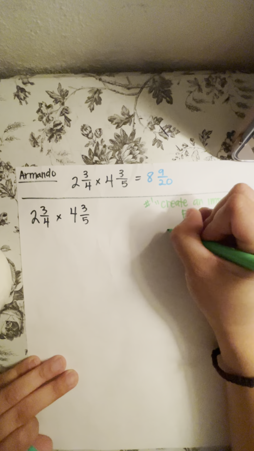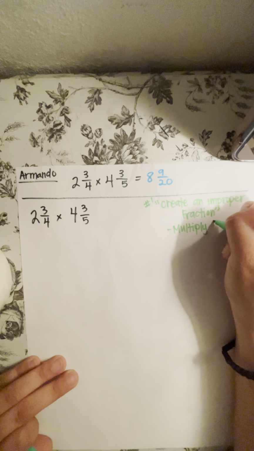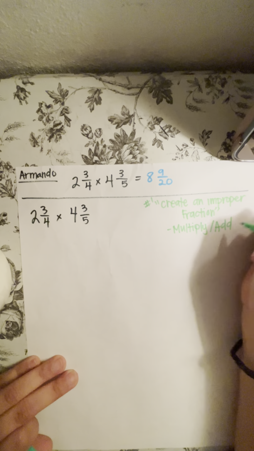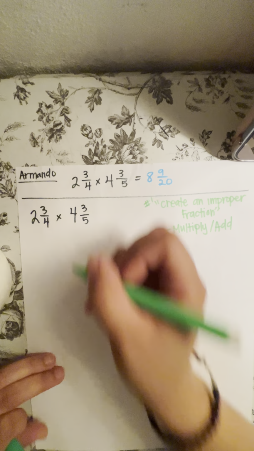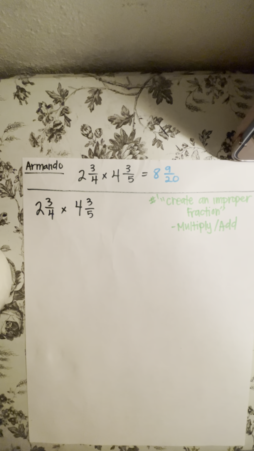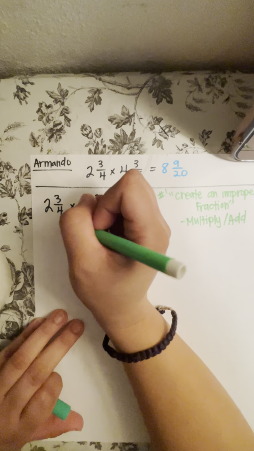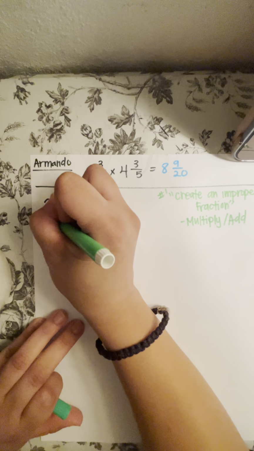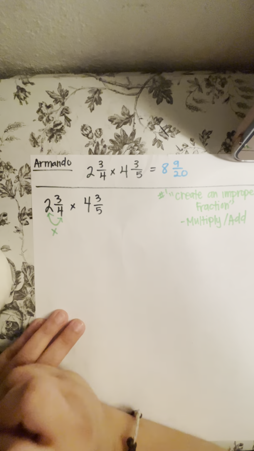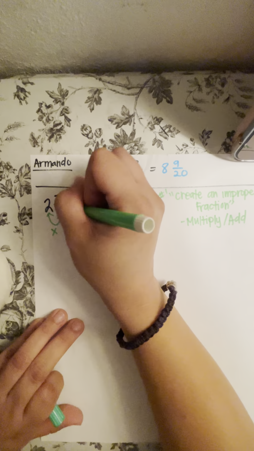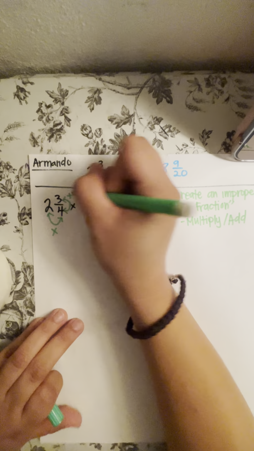Good job. We will multiply and add. And do you know how we incorporate multiplication and addition into our mixed numbers? No? Okay, let me show you a little trick. So in order to create this into an improper fraction, we will multiply 2 times 4. I'm going to write an x. And then since this is the fraction, we're going to add 4 plus 3 and write the plus sign.